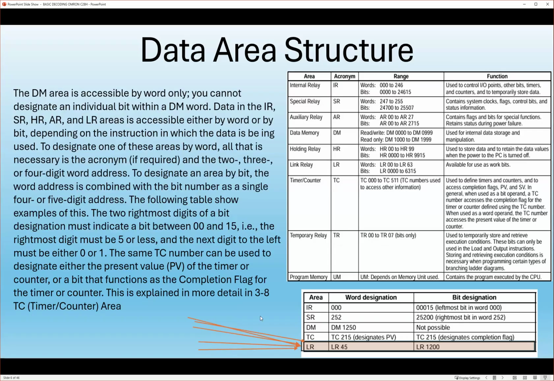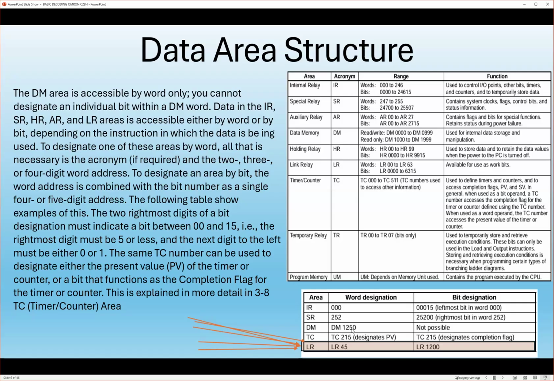This is where I spent 8 hours of my time trying to figure out what was going on here. So this is an explanation that they have on page 14 out of that 369. Okay. And this is kind of showing us if you have an internal relay 00, the leftmost bit in the word is 0. So that's the first bit. And the rightmost would be 15. So that's our bit designation. And then you can go down to your special relay here. So 252, that's the word 252. And then the rightmost is 0. So that's the first bit in word 252 of special relays.